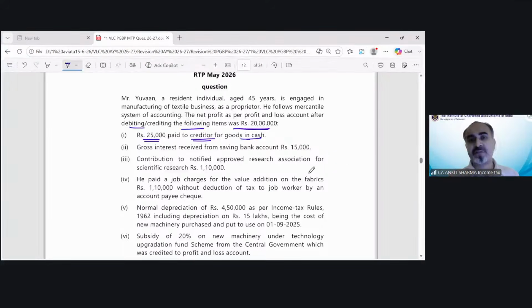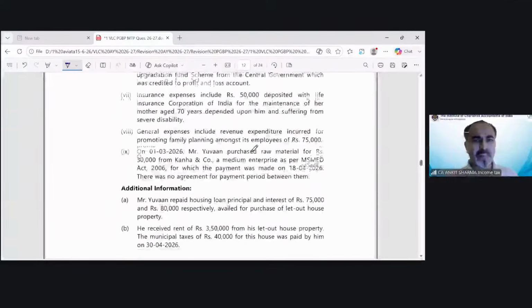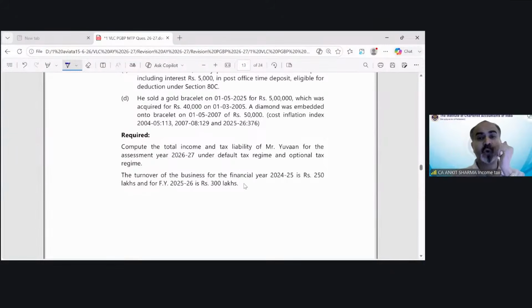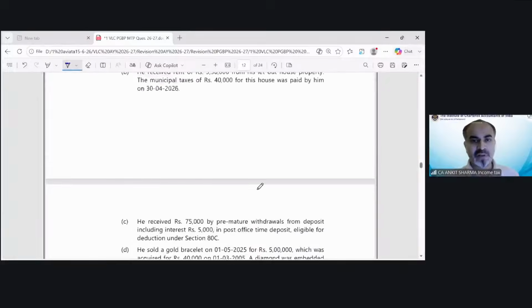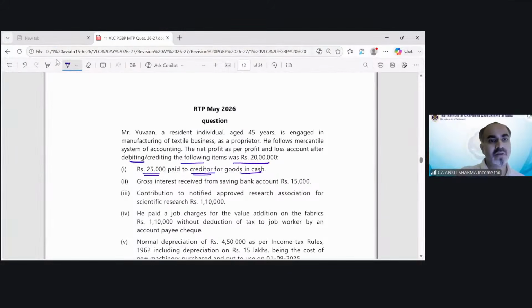But before that, we have to find out what the requirement of the question is. The question asks us to compute total income and tax liability of Mr. Yuan for the assessment year so and so under default tax regime and under optional tax regime. So we will solve it. First of all, under default tax regime, the net profit has been given as 20 lakh rupees.